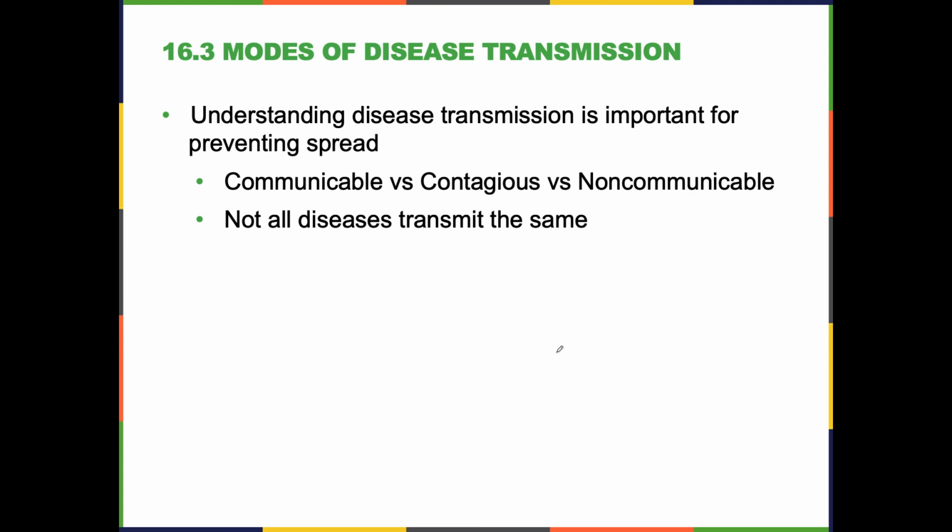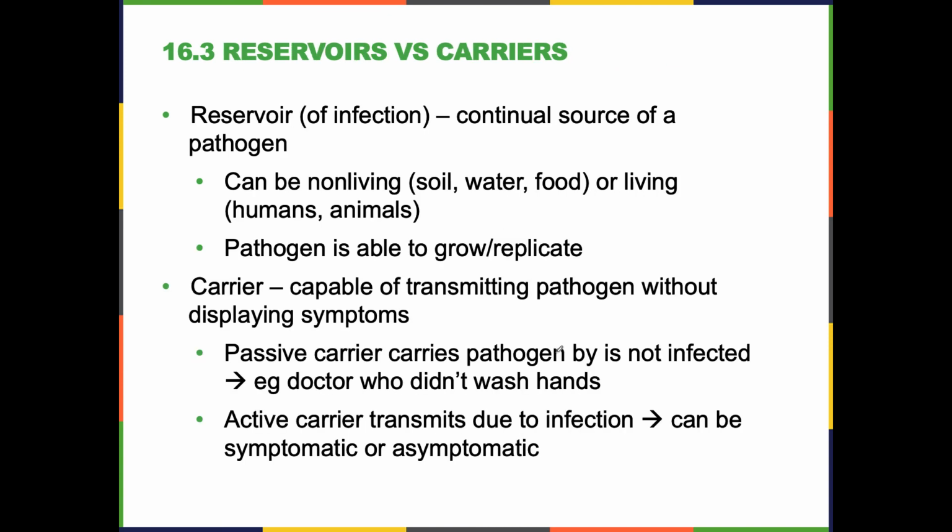And then not all diseases transmit the same, right? So communicable diseases have different methods of transmission, all right? So, we'll talk a little bit about the source, right? The reservoir of infection is a continual source of a pathogen, right? So the important thing here is that the pathogen is able to grow and replicate. Reservoirs can be non-living, like soil, water, food, right? Or it can be living, like humans and animals, right? Sometimes this can be confused with our point source, right? So it really depends on in which way we are talking about this reservoir of infection.